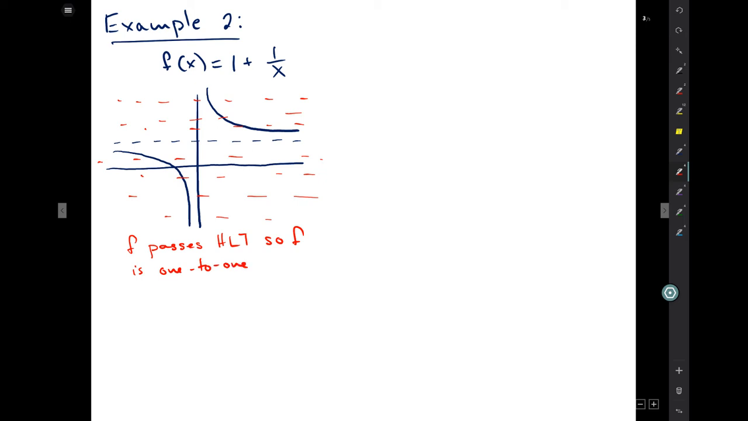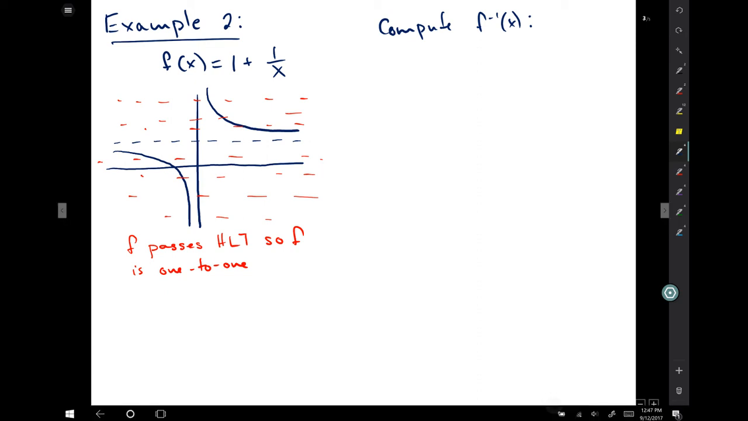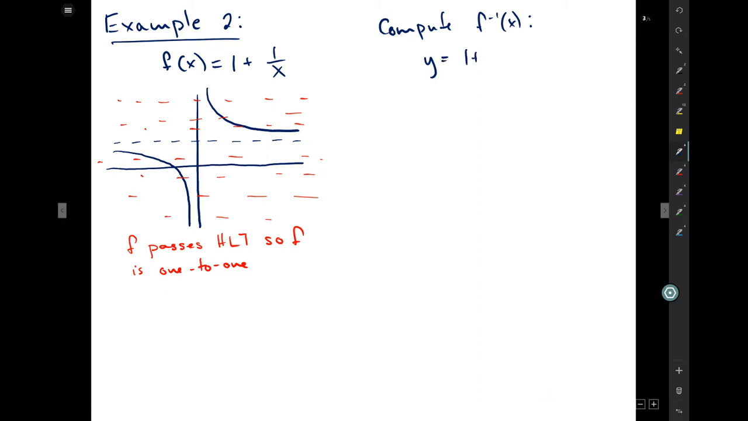So if we want to compute f inverse of x, again, I really prefer to swap my x and my y and then solve. It's less confusing that way. So originally, we have y equals 1 plus 1 over x. So this is the original function f that we have. We swap. We have x is equal to 1 plus 1 over y. And now we're going to solve for y.